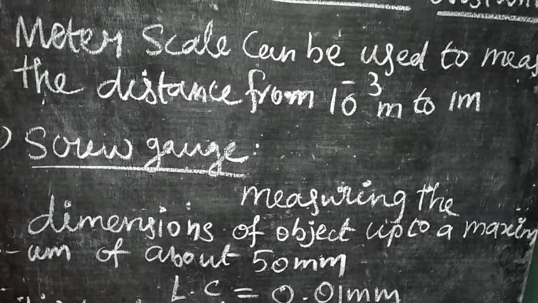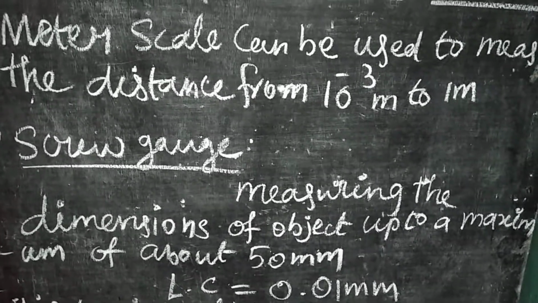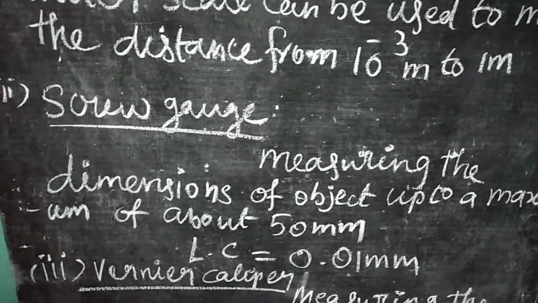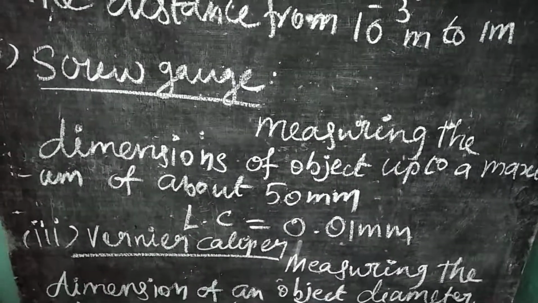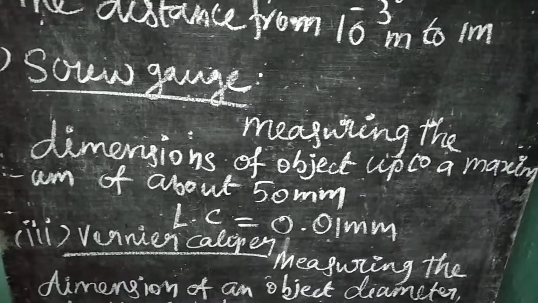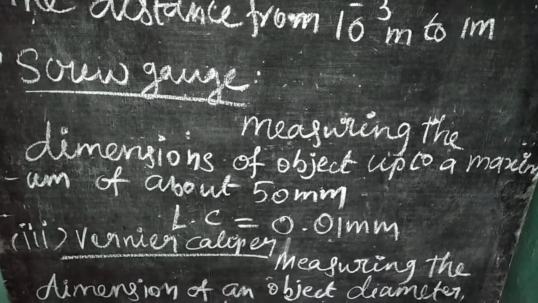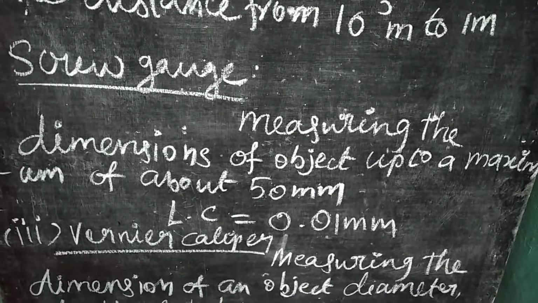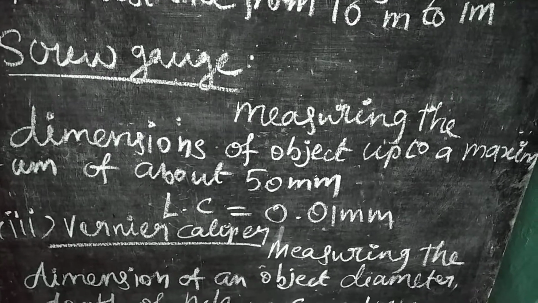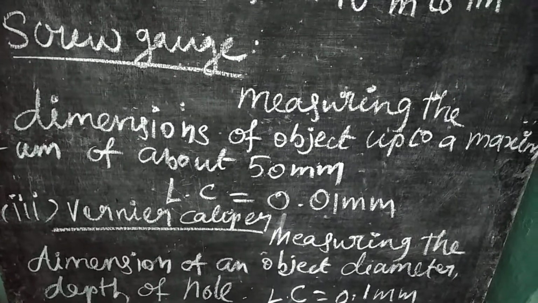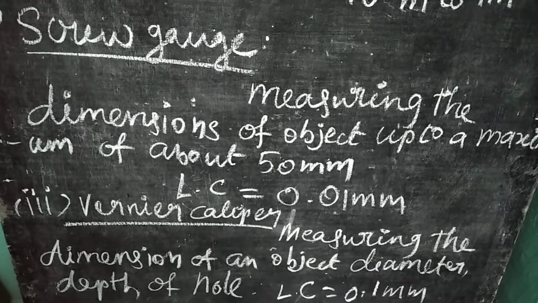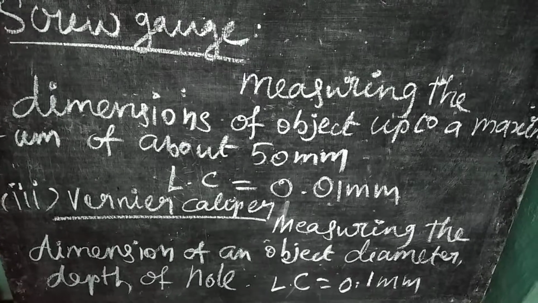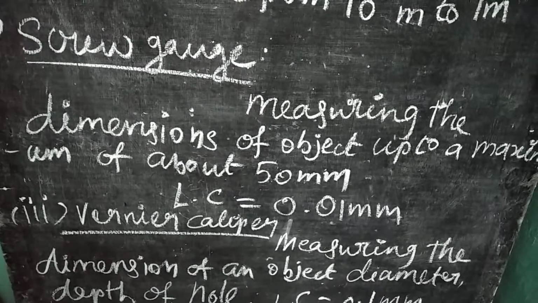LC stands for least count of the screw gauge. Least count of the screw gauge is equal to 0.01 millimeter. Third one, vernier caliper. Vernier caliper is an instrument. With the help of vernier caliper, we measure the dimensions of an object, for example, diameter, radius of a spherical body. With the help of vernier caliper, we measure the diameter of a hole, depth of a hole. LC, the least count of the vernier caliper, is equal to 0.1 millimeter.